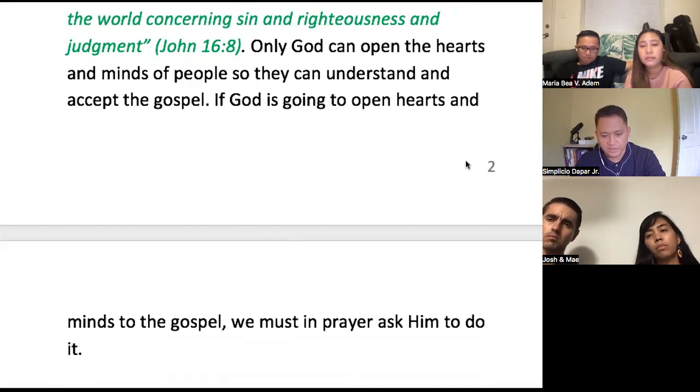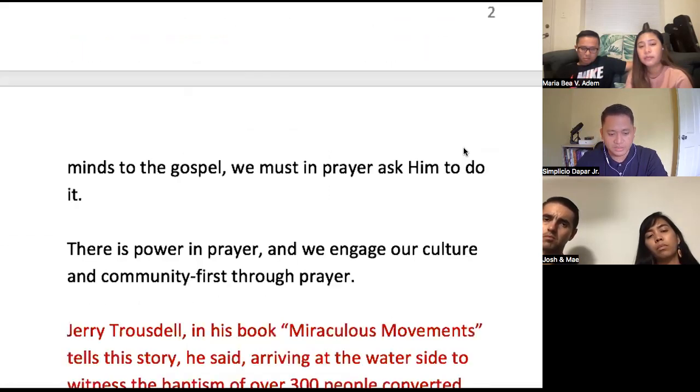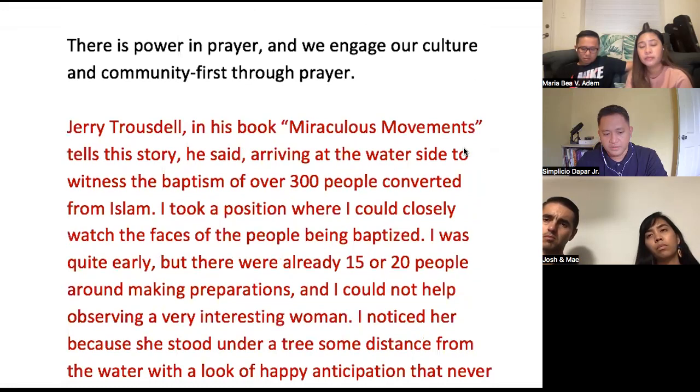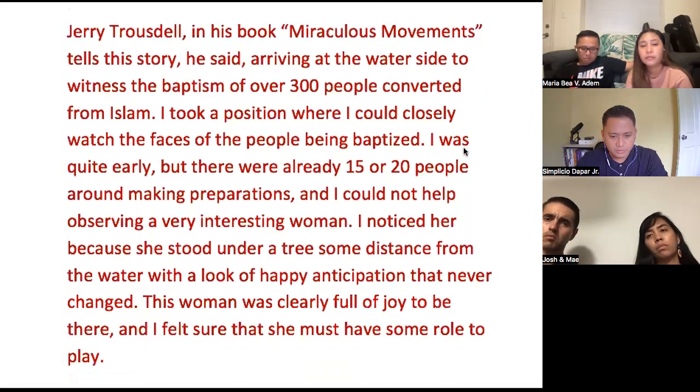This is why I like this strategy, because they started with God first. They started with us calling to him, convicting people of sin, judgment, and righteousness, and just leading them, opening their eyes by your preaching, by your effort to make disciples and evangelize. There's a power in prayer, and we engage our culture and community first through prayer. There's a story here. I'll just read this one.